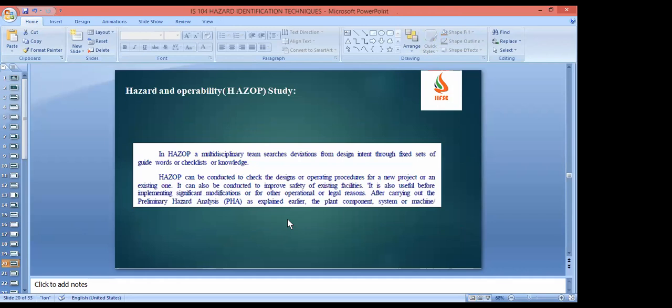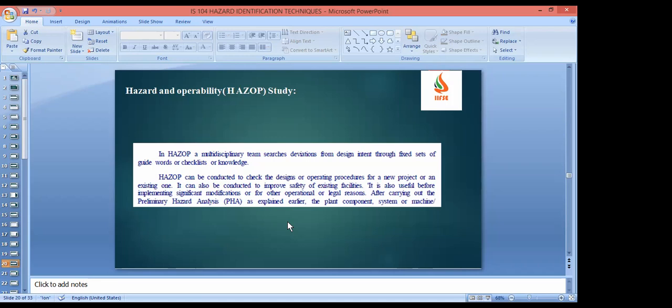Then HAZOP, I think this is a known technique to everybody. Hazard and operability study is done by a multidisciplinary team that searches for deviations from the design intent. Here it is completely about the deviations in the design intent, in the sense of whatever design you want, whether it has been working under that particular specification or in that particular mode. That is your mode of operation or design intent.